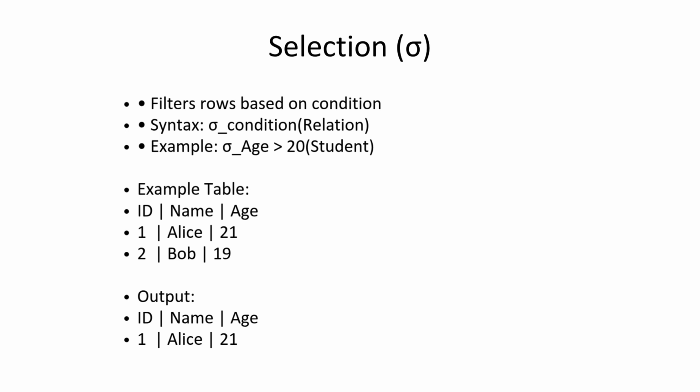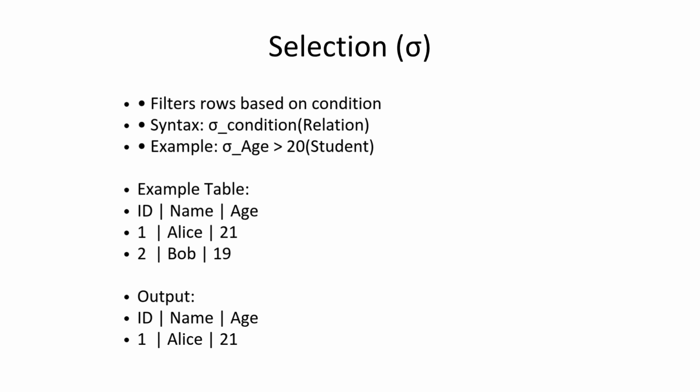Selection. Let's start with the selection operation, denoted by the Greek letter sigma. Selection filters rows based on a given condition. It works like a WHERE clause in SQL. Syntax: sigma condition, and in brackets the relation. Example: suppose we have a table Student with columns ID, name and age. If you want students older than 20, we write sigma age > 20 in brackets Student.